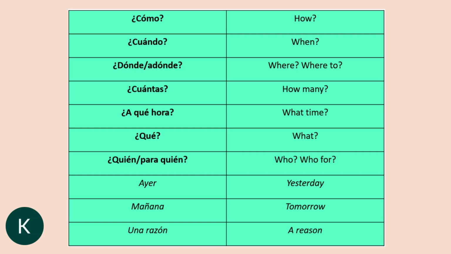You will sometimes see cuántas personas, how many people, a qué hora, what time, qué, what, quién or para quién, who or who for. You will most likely see 1 or 2 of those question words, so it's definitely worth revising these. Looking through lots and lots of past questions, the 3 words here as well might be quite useful to you.